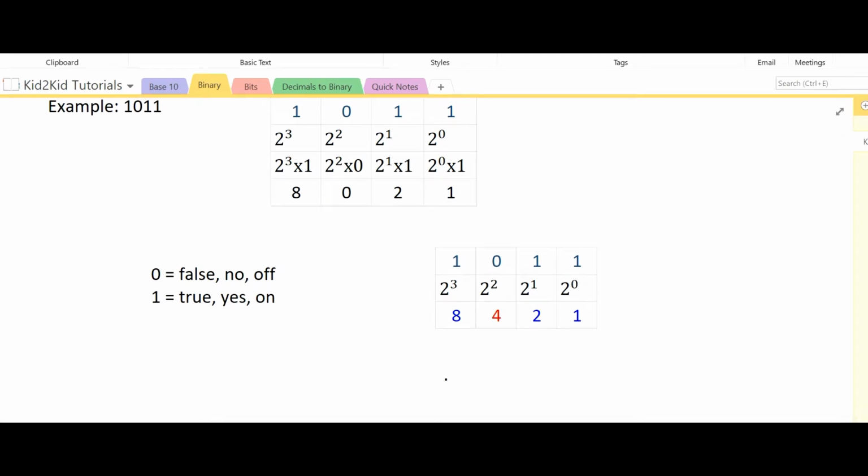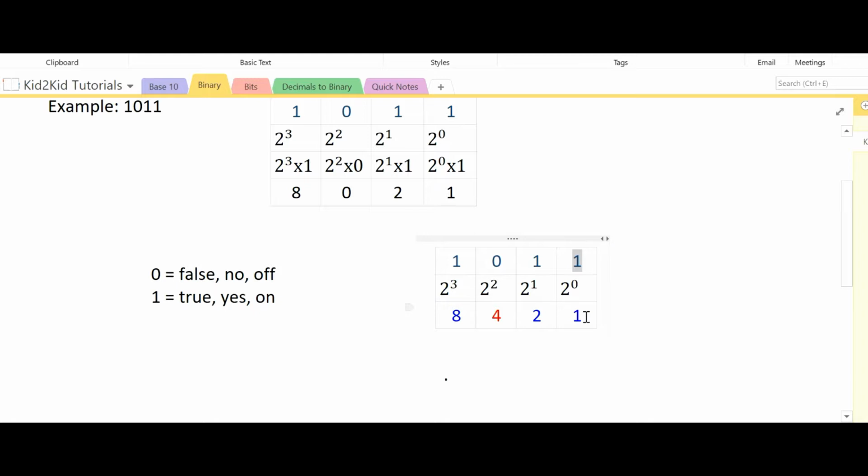So let's go over what we did back there. The number 0 in binary means false, no, or off. The number 1 in binary means true, yes, or on. So the number 1011, let's go over that. If we have a 1 over, for example, 2 to the power of 0, then we use whatever 2 to the power of 0 equals. So 2 to the power of 0 equals 1, which we're going to use.